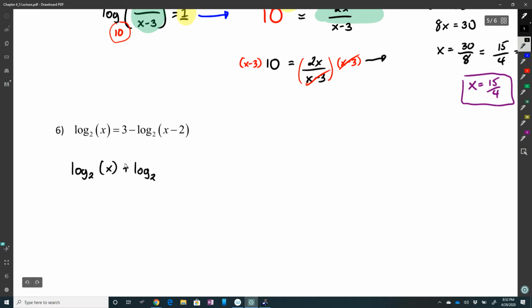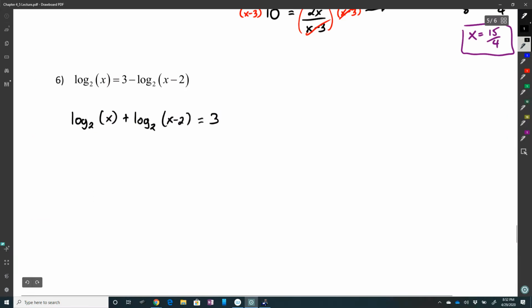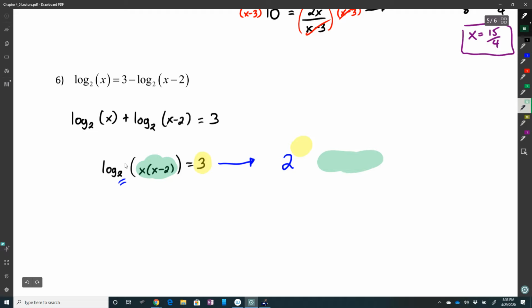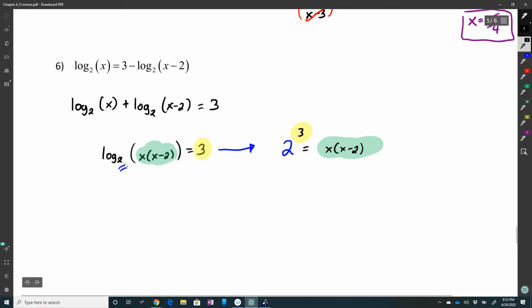And we do exactly what we did in problem 4. So in problem 4, I have log base 2 of x times x minus 2 equals 3. And we convert. The base is 2. And so just like last time, the answer becomes the exponent. The inside becomes the answer. So this is 2 to the 3, 8 equals x squared minus 2x.